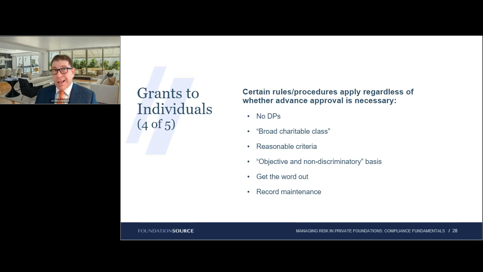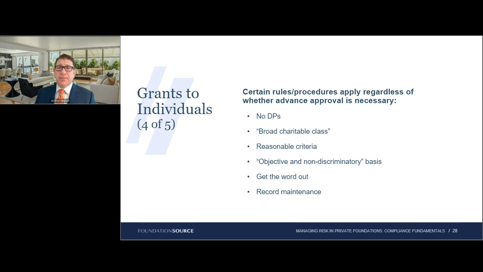So additionally, the foundation's eligibility and selection criteria must be reasonably related to the purpose of the grant. For example, if the purpose of the grant program is to provide education to those suffering from financial need, it wouldn't make sense to limit eligibility to those who have red hair and green eyes. It almost goes without saying, but grantees also have to be selected on a fair and even-handed basis, or in the parlance of the reg and the code, on an objective and non-discriminatory basis.